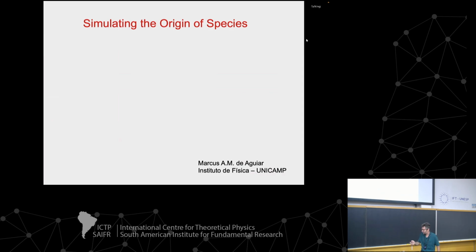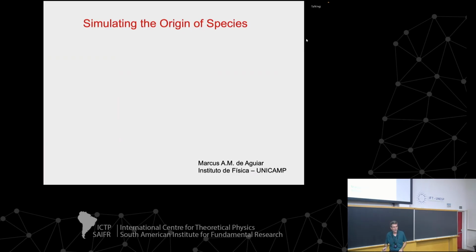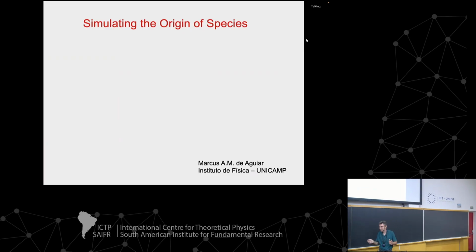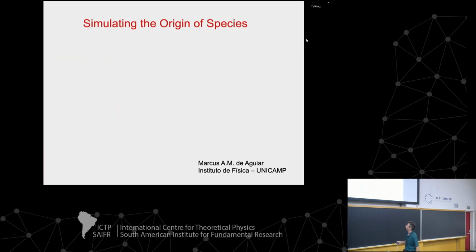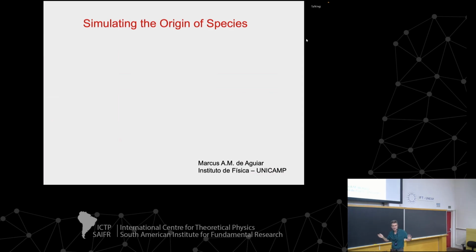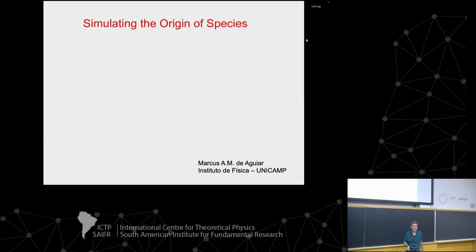So I've been working on this topic of population dynamics and evolution for many years now. And in the philosophy of the workshop, I decided not to focus on a specific paper or topic, but to give a general overview of the problems and types of tools that we use to try to understand these questions. So when we see Origin of Species, the first thing that comes to mind is Charles Darwin, right?